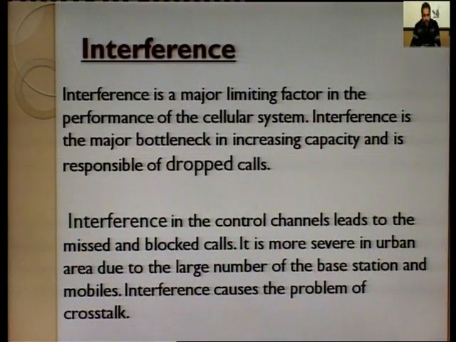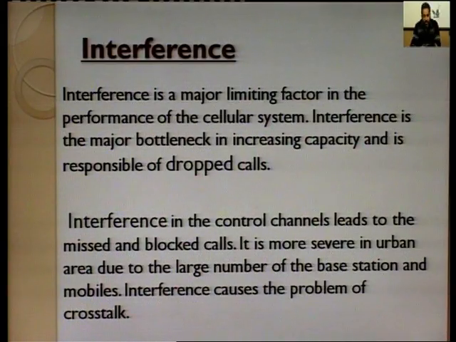Interference in the control channels leads to missed and blocked calls due to interference from neighboring channels. It is more severe in urban areas than in rural areas due to the large number of base stations and mobiles.